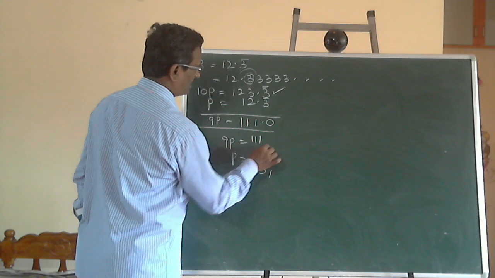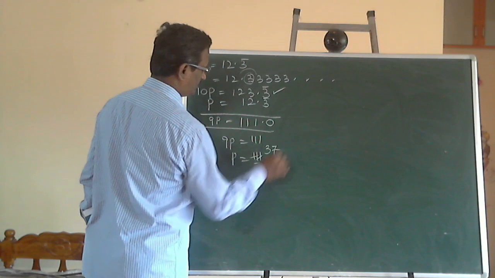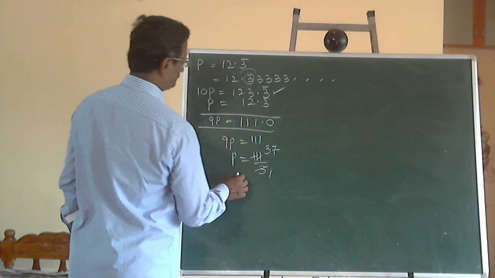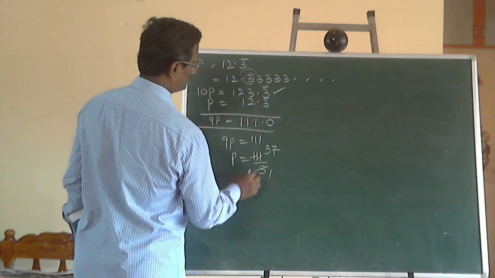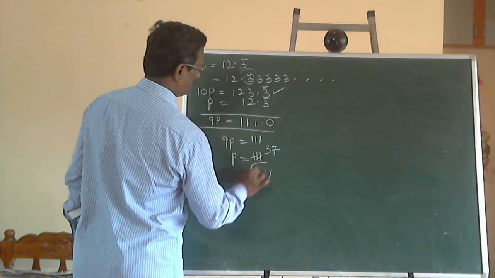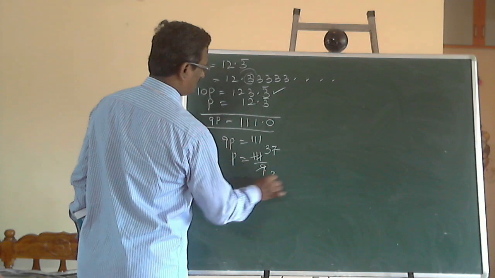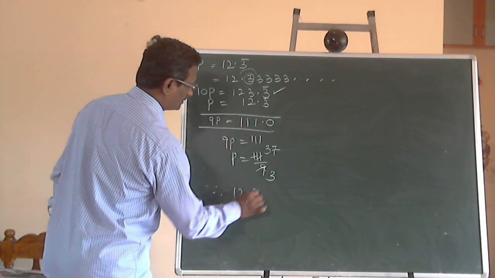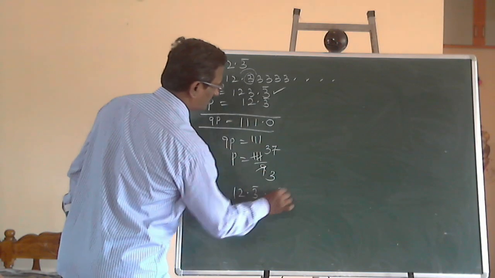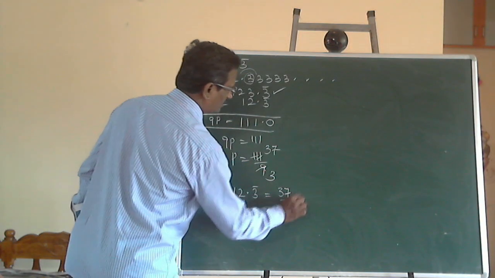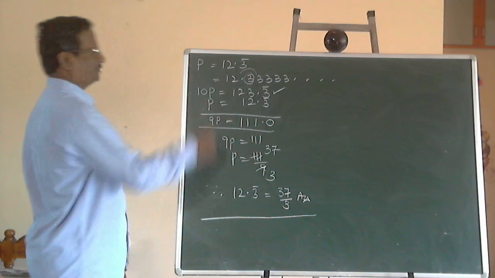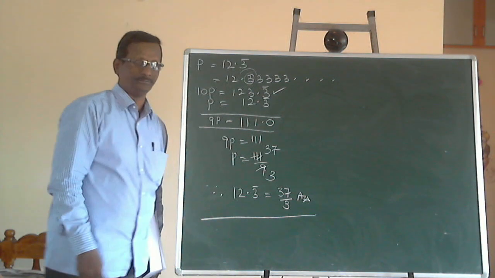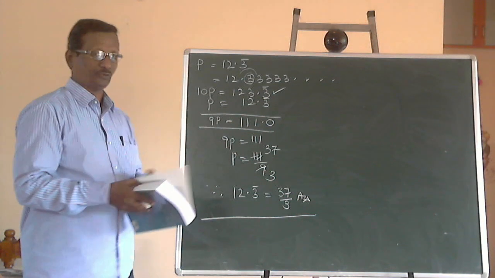3 ones are 3, 3 threes are 9, 3 sevens are 21. Therefore, 12.3 recurring is equal to 37 upon 3. Answer. A small procedure to convert decimal to p by q form. Let's go for another question.